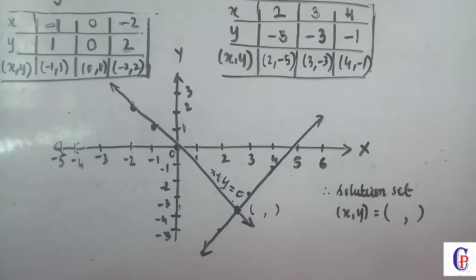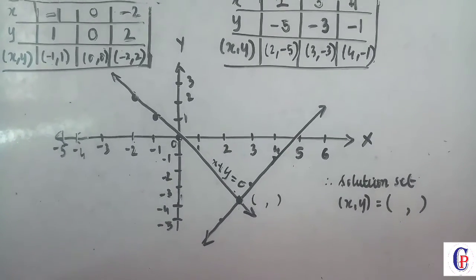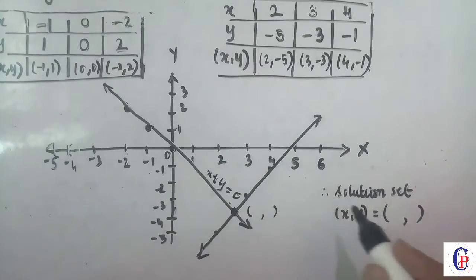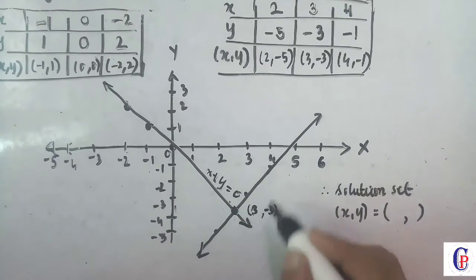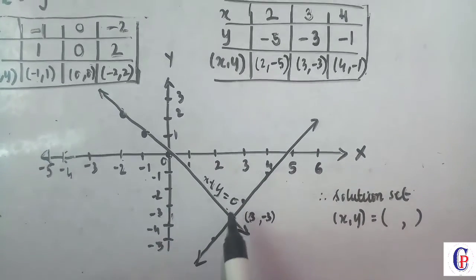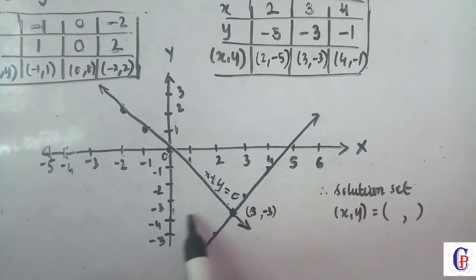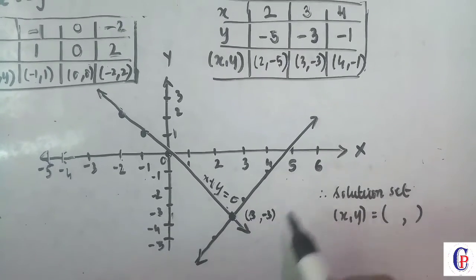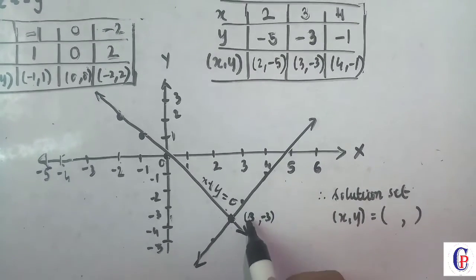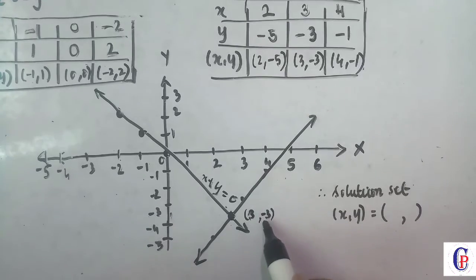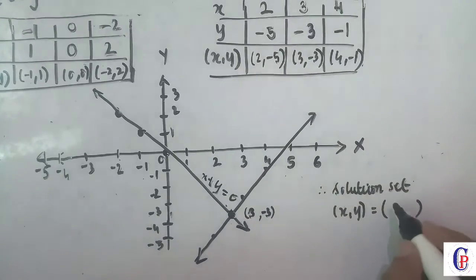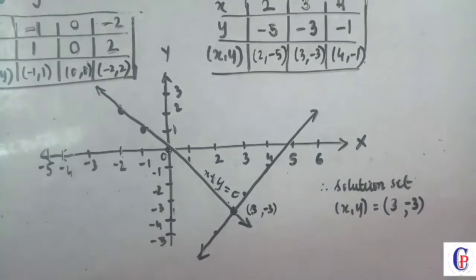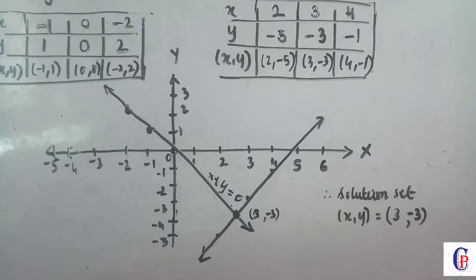So here you will get 3 comma minus 3. यहाँ पर 3 आएगा minus 3. Now here you will say कि ये तो 4 minus 4 पे आ रहा है, but if you draw properly on the graph you will get x as 3, x का 3 आएगा और y का minus 3 आएगा. So we can say that x equal to 3 and y equal to minus 3 is the solution of this equation.